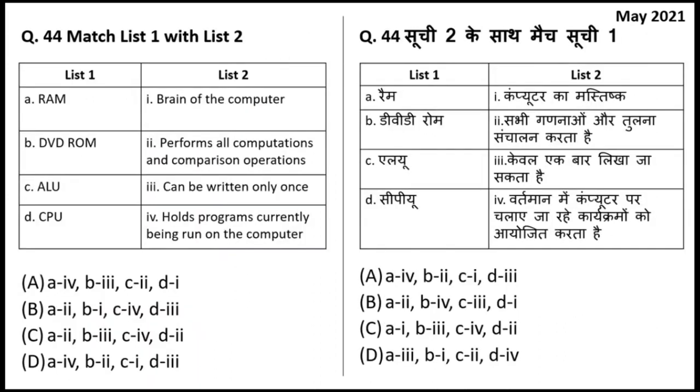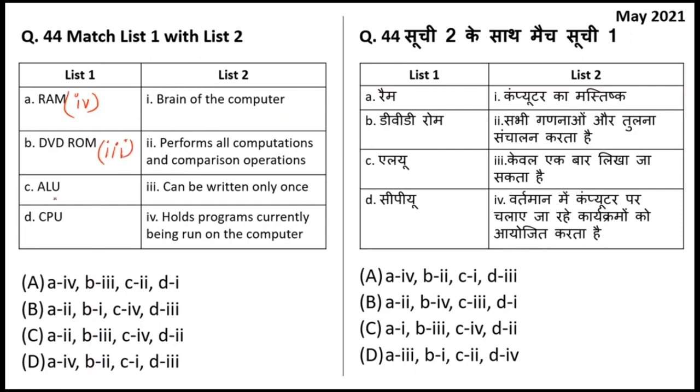Again, a match the following question has come. A very nice question to test your knowledge. See, in this question, it says RAM. RAM stands for Random Access Memory. So it holds the computer programs currently being used in the computer. So A, you will have to match with 4. DVD-ROM is digital versatile disk read only memory. So it can be written only once because it is read only memory.